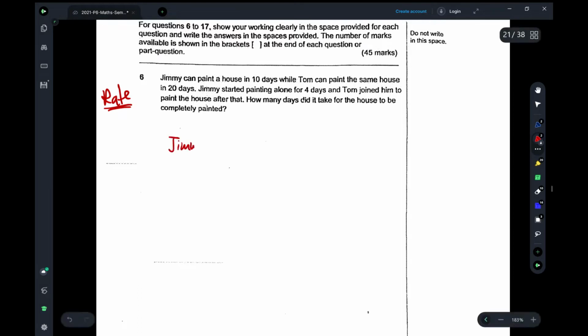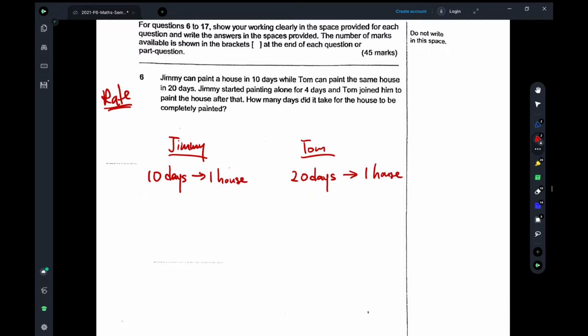So I have Jimmy, I have Tom. For Jimmy, the time, no matter how many days, how many months, how many years, should always be on the left hand side. So 10 days, can paint a house, one house. While Tom requires 20 days to paint the same house, one house. Okay, to compare, see who is faster, I make it into 1 day.